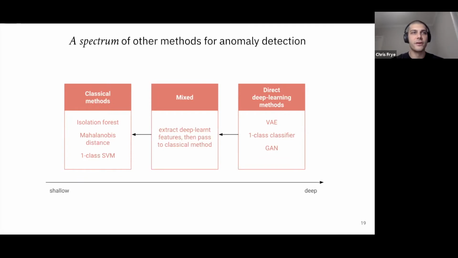And in fact, in the middle of the spectrum, there are mixed methods too. In a mixed method, deep learning is used to extract a low dimensional set of features from the raw data. And then these extracted features are fed to a classical method to actually perform the anomaly detection. So sort of, you start with high dimensional data, you process it with a deep learning method to extract a low dimensional set of features, and then you pass these low dimensional features to the classical method, like an isolation forest, for example, to actually do the detection.